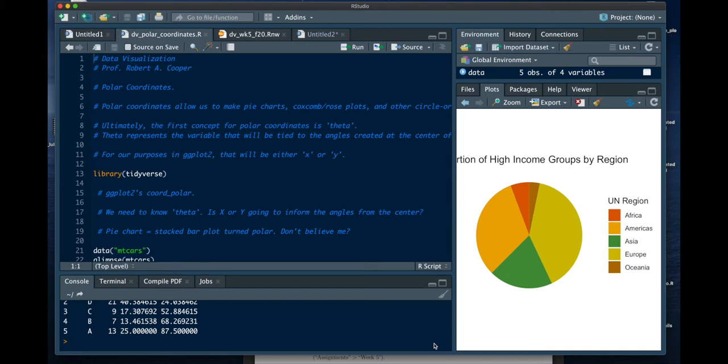Polar coordinates allow us to make things like pie charts, what are called coxcomb or rose plots or polar area charts, and some other related plots, but those are really the primary plots that we'll be talking about. You can actually do some things with line plots where you conform them to a circle as well using the area circle and polar coordinates.